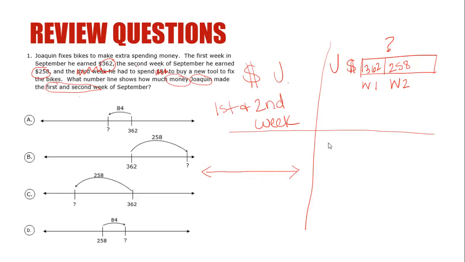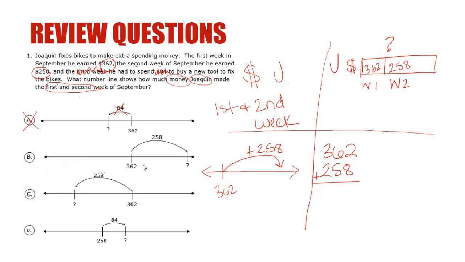Okay, so we know that we're going to have to add 362 plus 258 to figure out the first and second weeks of September. We've got to put these together. So we're going to start at 362 and go forward, because when you add, you always go forward. Your numbers get bigger. 258. So in answer choice A, they used 84, and we already decided that 84 was extra information, so A cannot be the right answer.